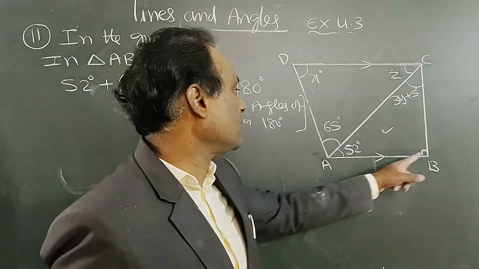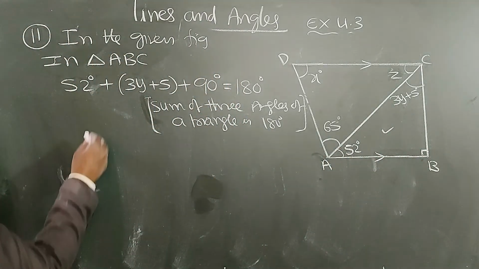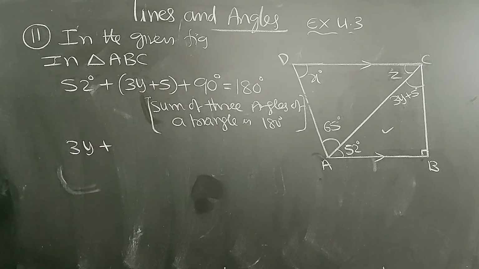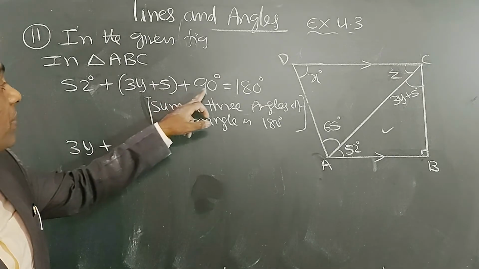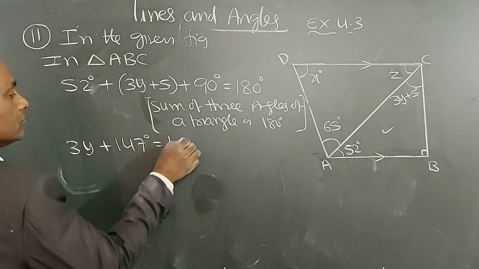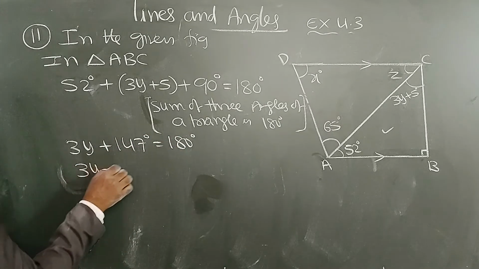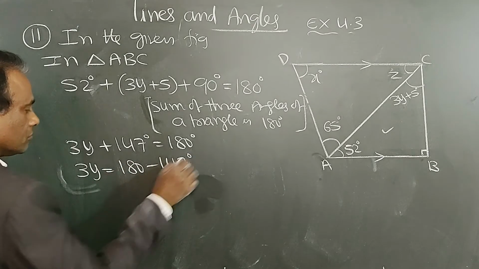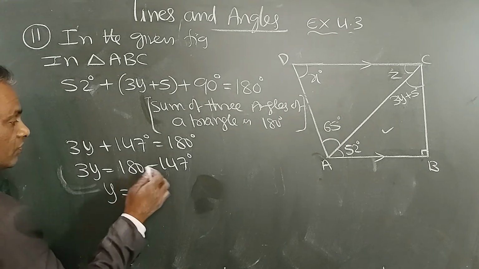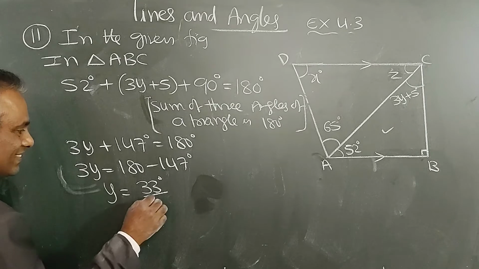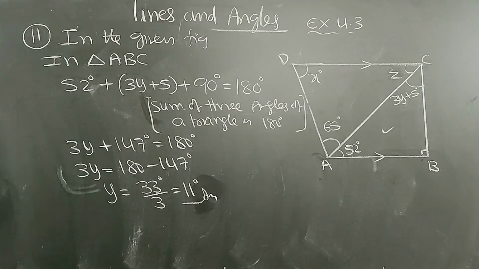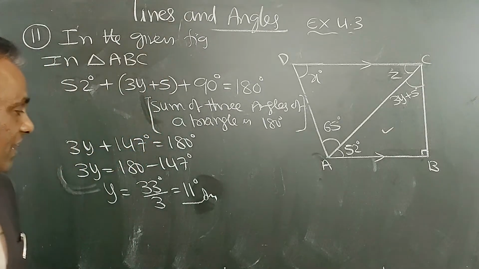52 plus 3y plus 5 plus 90 is equal to 180 degrees. 52 plus 5, 57, plus 90, 147. And 180 minus 147 is 33, by 3 is 11 degrees, students. So we got the y value. Y is over. We have to find x and y. Y I got.